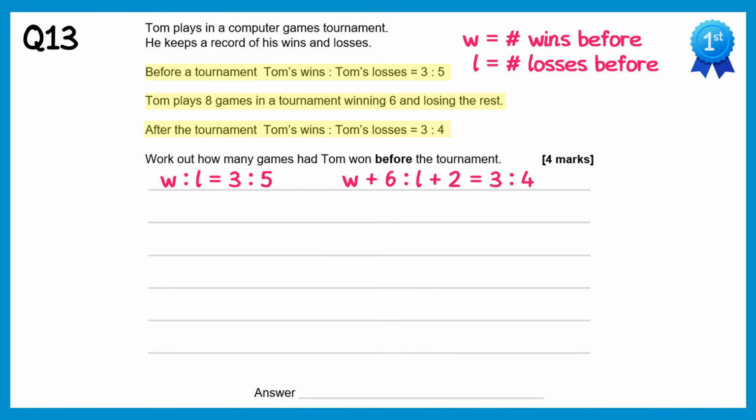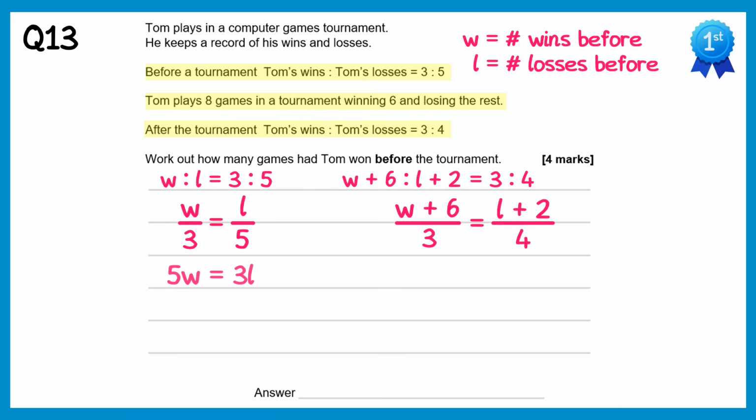We can now use fractions to rewrite these ratios. So the first one, we would write W over 3 is equal to L over 5. And for the second one, W plus 6 over 3 is equal to L plus 2 over 4. If we cross multiply on both of these, on the left one we end up with 5W equals 3L, and on the right one we get 4 lots of W plus 6 equals 3 lots of L plus 2.